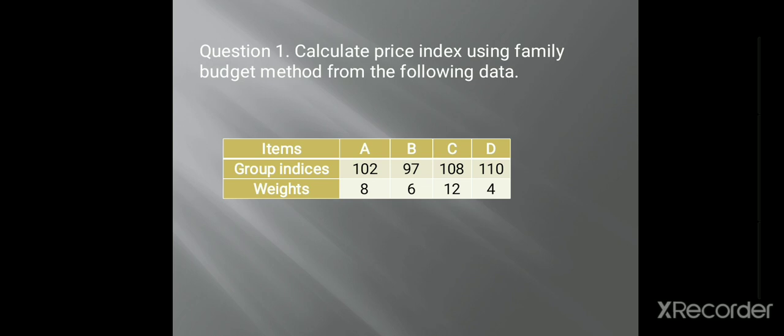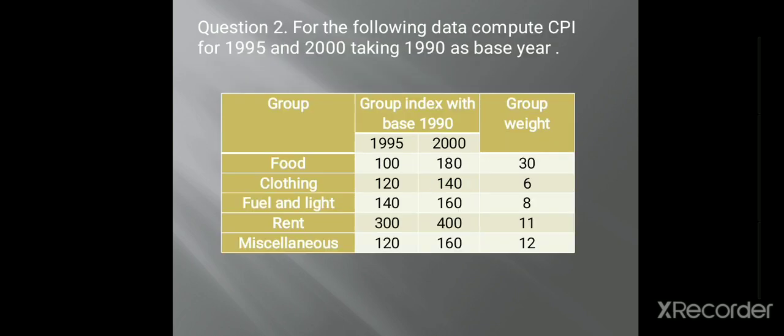And here is assignment number 26. The first question, calculate price index using family budget method from the following data. Items are A, B, C and D. Group indices are 102, 97, 108 and 110. Weights are 8, 6, 12 and 4. Second question. For the following data, compute consumer price index for 1995 and 2000, taking 1990 as base year. And here is the data.